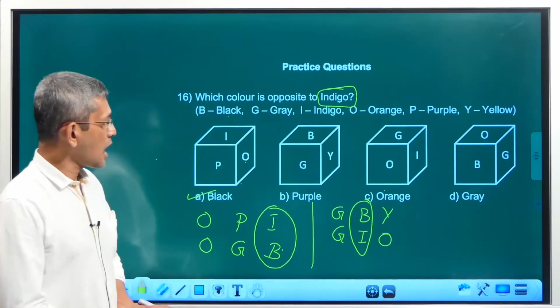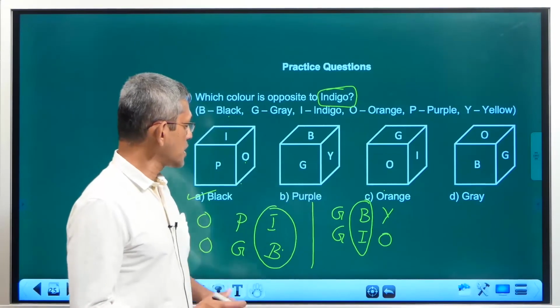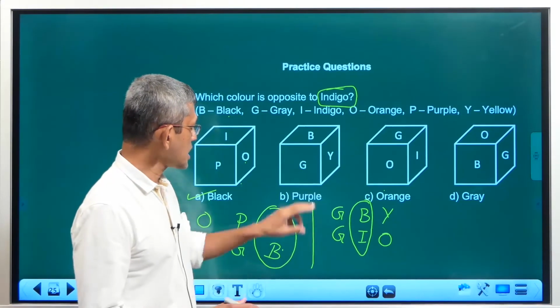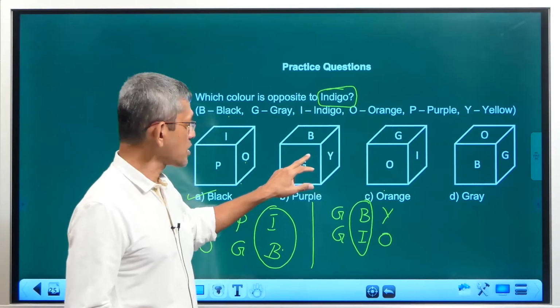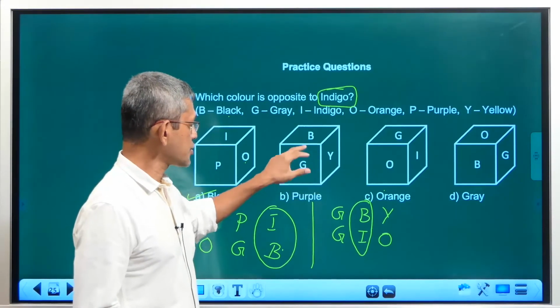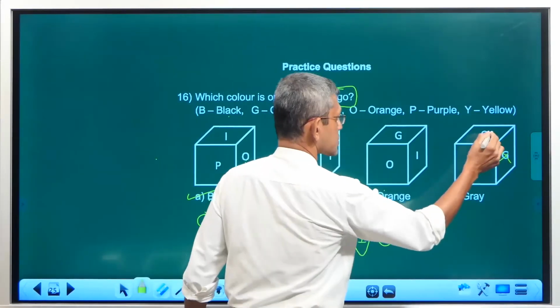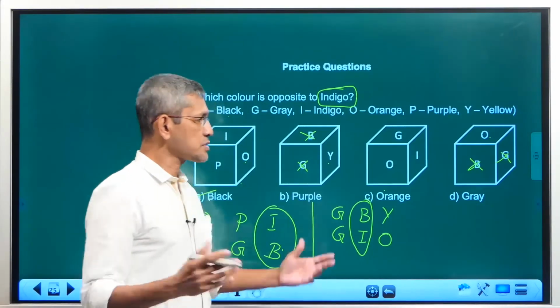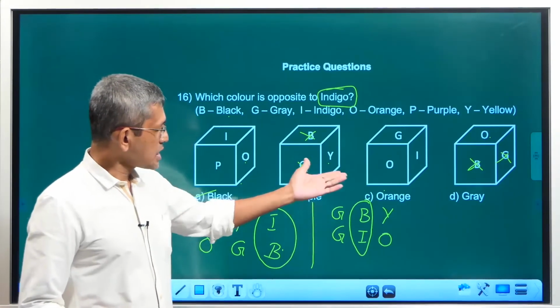Good. And how about 2 and 4? If you compare 2 and 4, is there any possibility? G and B are common. When you apply rule number 3, G and B are common, so O must be opposite to Y. Orange must be opposite to yellow. That doesn't help us. And how about 3 and 4?